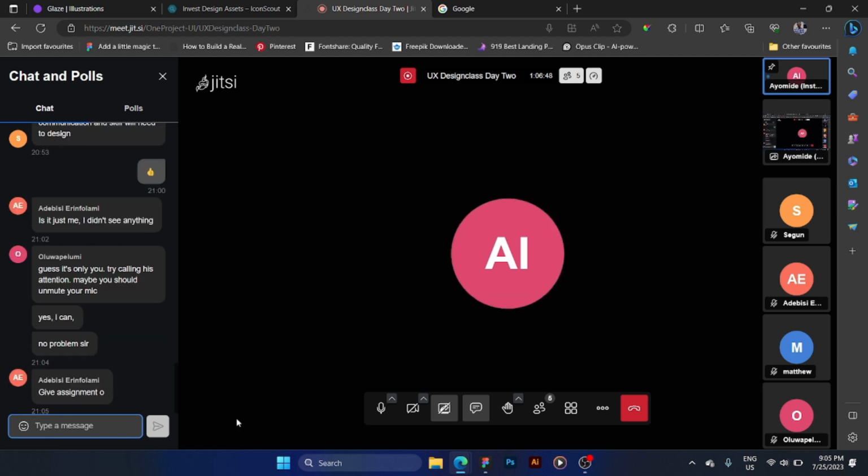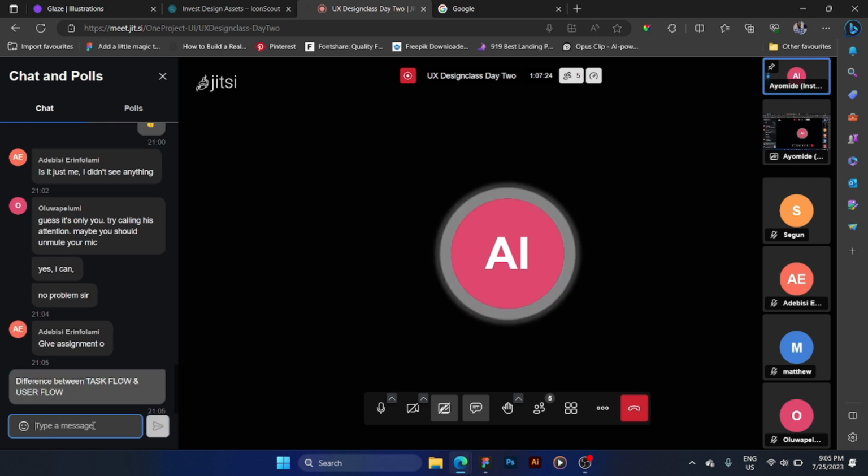So my assignment is very simple. What is the difference between task flow and user flow? Task flow and user flow. So that's the assignment, and we'll look at it tomorrow. That'll be the first thing we look at when we come back tomorrow for class.